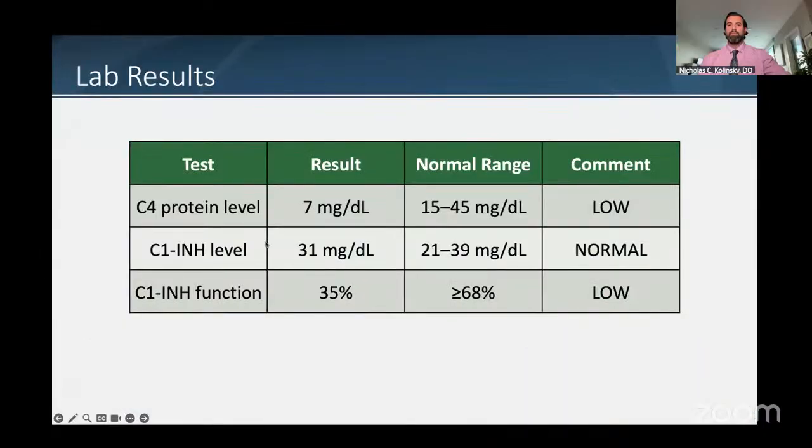Definitely. So here's the lab results. Look at this and digest it for a second. At the top, you've got C4 protein level, C1 inhibitor level, and then C1 inhibitor function. And you can see that the C4 is low, the C1 inhibitor level is normal, and the function is low. So keep that in mind. So we've got low C4 and low function.